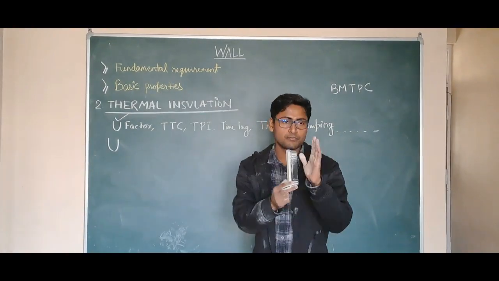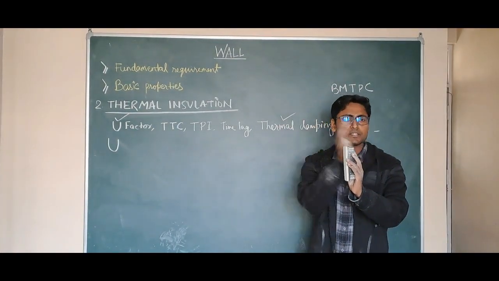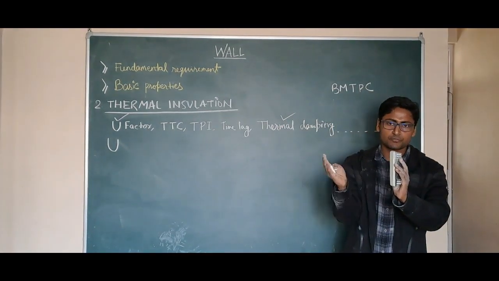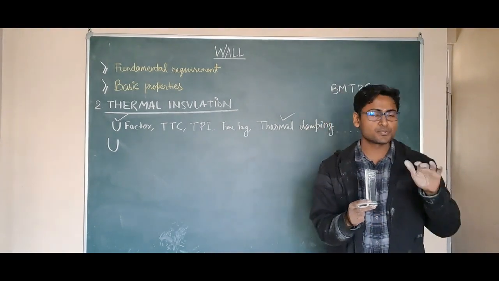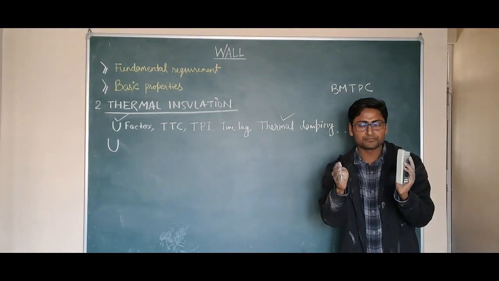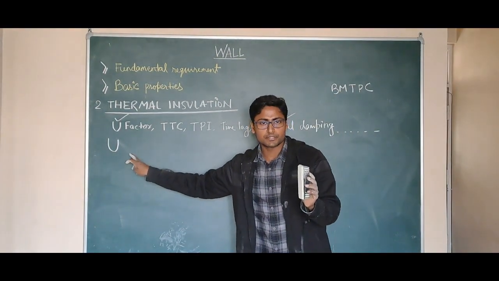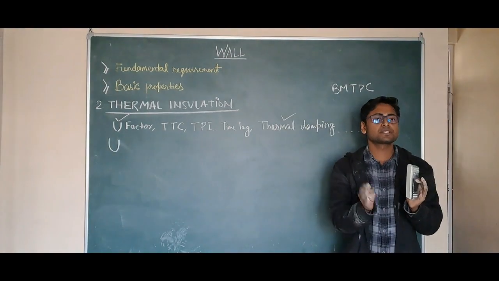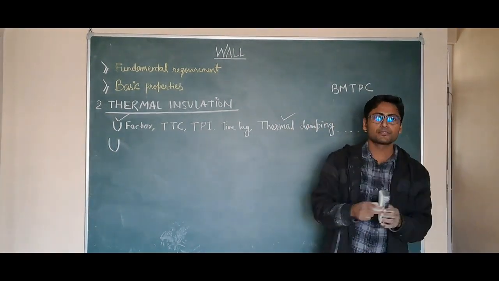So, for example, we have the wall. Outside temperature is 40 degrees Celsius. Inside you do not want 40 degrees. Obviously you want to cut the temperature, right? You want 30 degrees or 28 degrees Celsius or something like that. So obviously if thickness will be more, the U factor will be less. U factor is thermal transmittance.